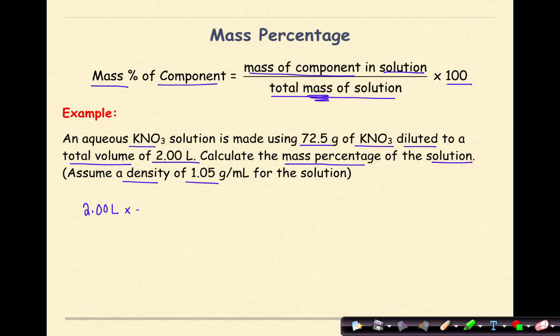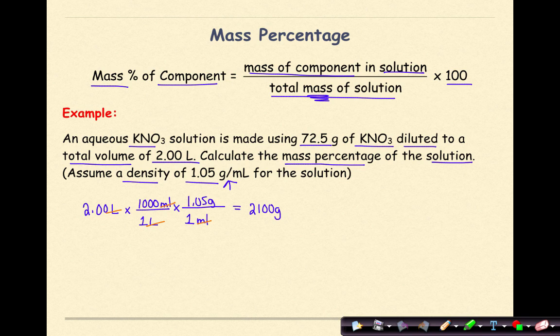So we know that for every 1 liter, there are 1,000 milliliters. And then we're going to use the density they gave us, which tells us that for every 1 milliliter, there is 1.05 grams. Now, I know that I've set this up correctly if all my units cancel, so liters cancel liters, milliliters cancel milliliters, and I'm left with grams, which is the unit that I want in the end. So if I work this out, I get 2,100 grams of solution.